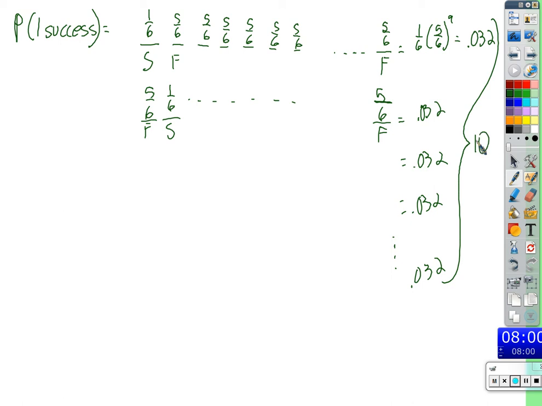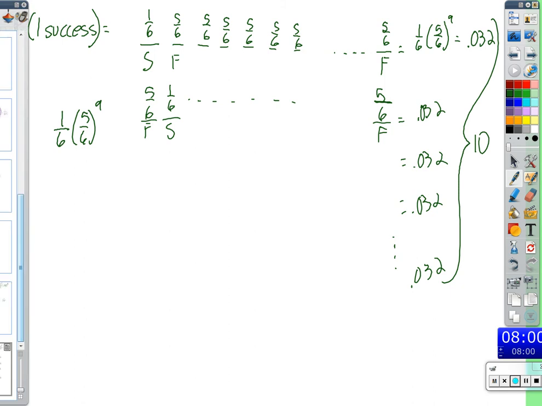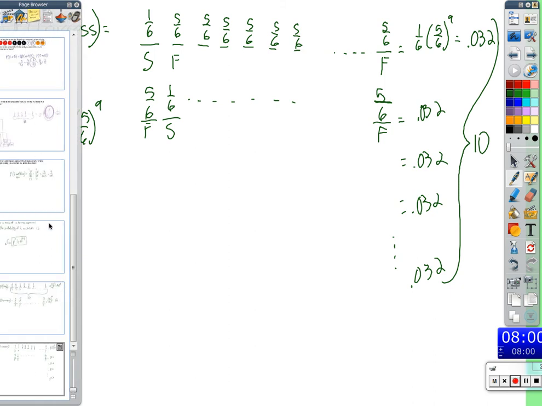There'd be 10 of these. So the shortcut, instead of adding it 10 times, we could just multiply by 10, right? There's 10 of them. So we have 1/6 times 5/6 to the 9th power. If you look back at that formula, it should look kind of familiar. A couple of probabilities multiplied by each other.